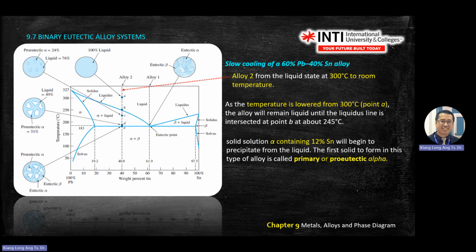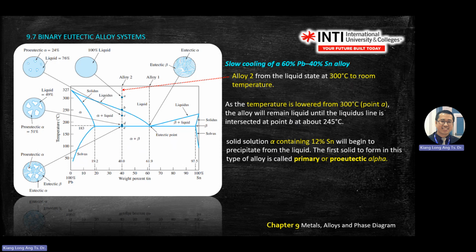This is alpha. So 12% Sn, alpha will start to precipitate if we drop the temperature. Beta is another side. The first solid formed at this stage is called primary or pro-eutectic alpha. So the first dot of alpha is called pro-eutectic or primary alpha.